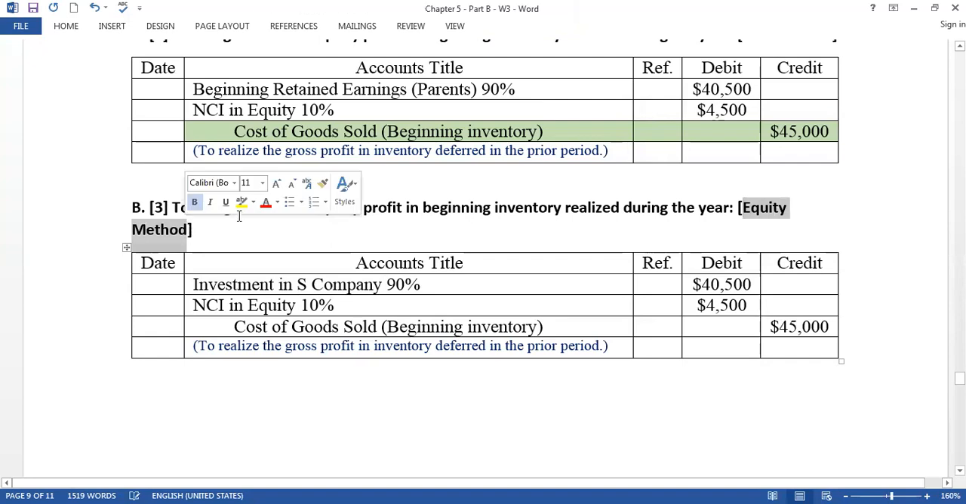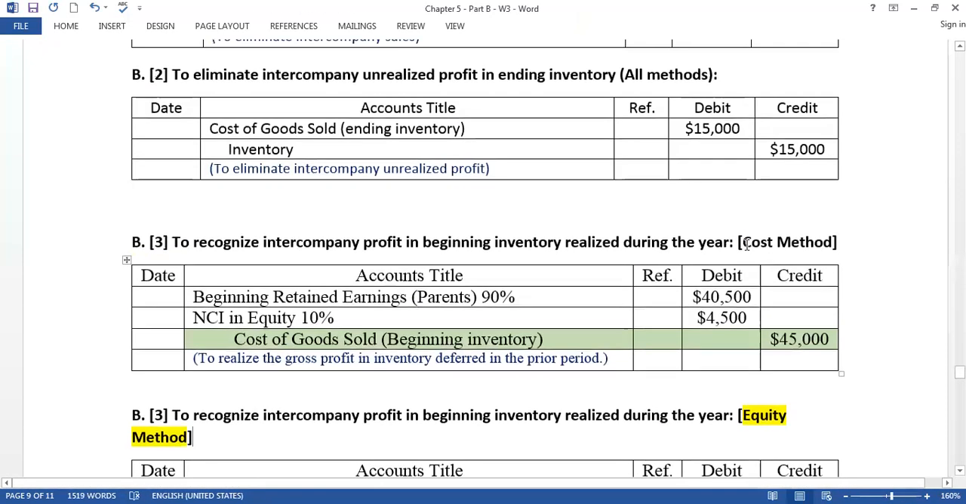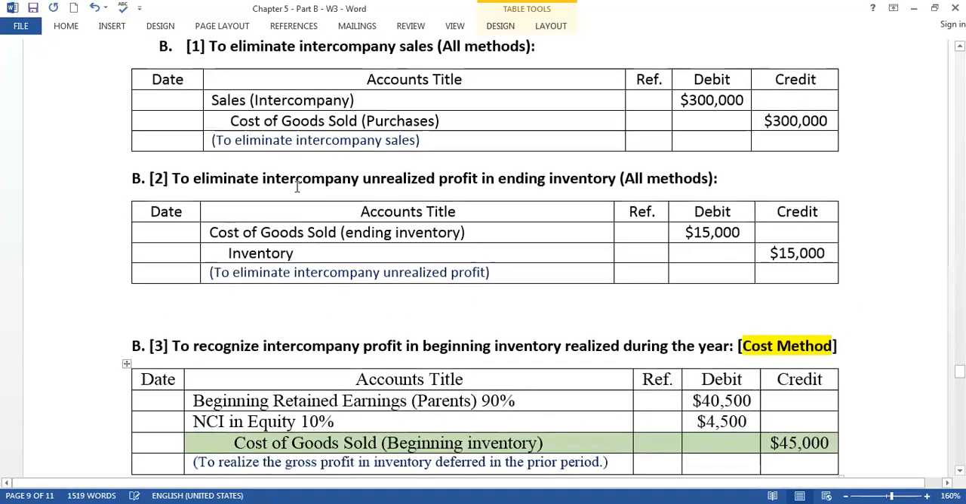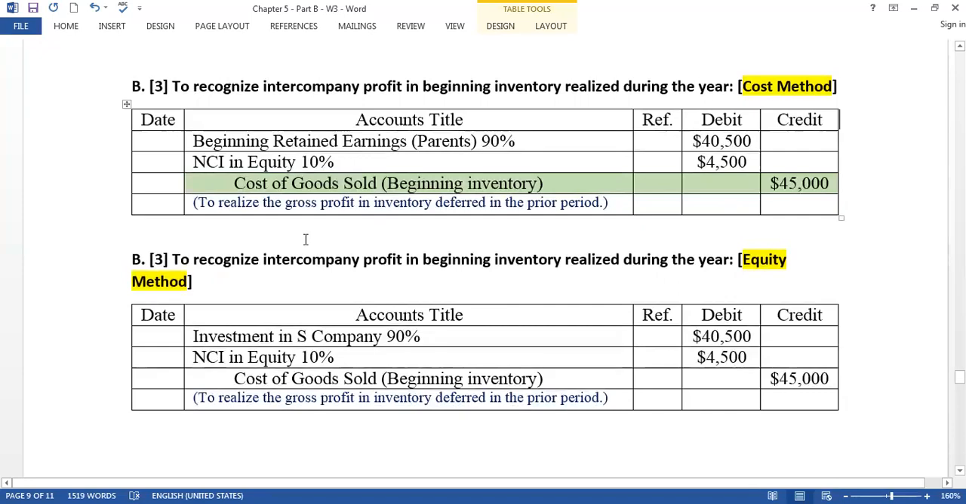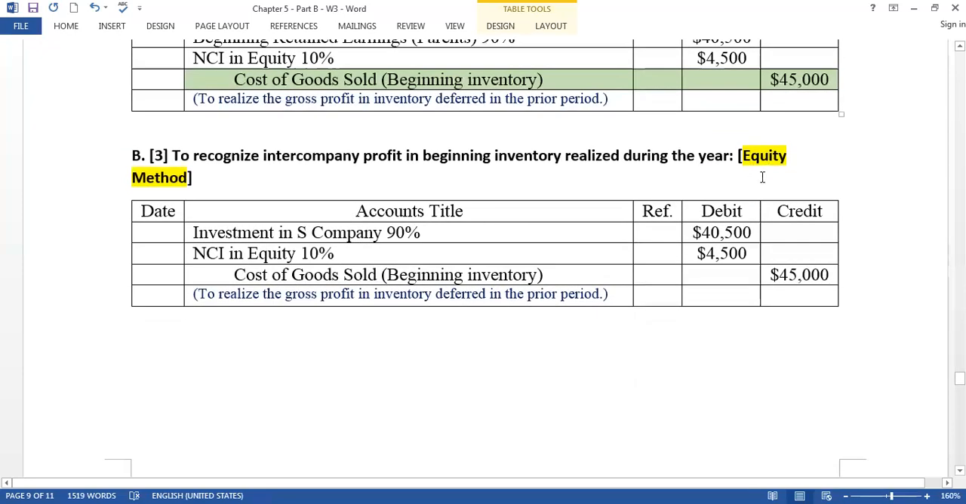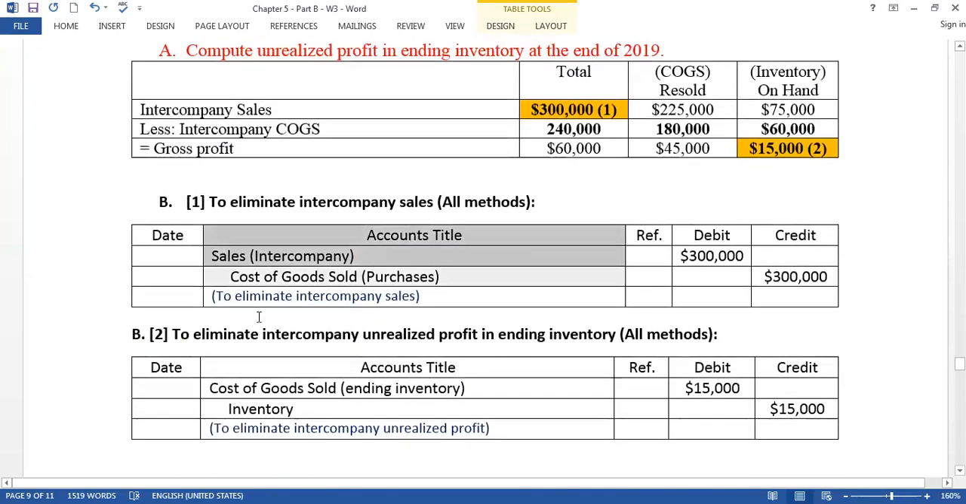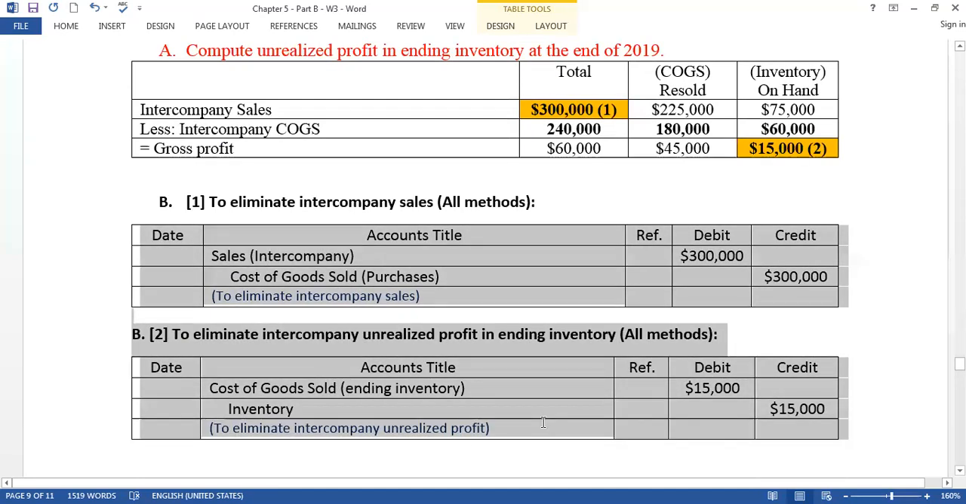Read the question carefully, whether I mention equity method or cost method. Okay, so it is upstream sales, right? Upstream sales. So we have NCI. We have to look for it, because for the first two, no matter the method, every situation is similar.